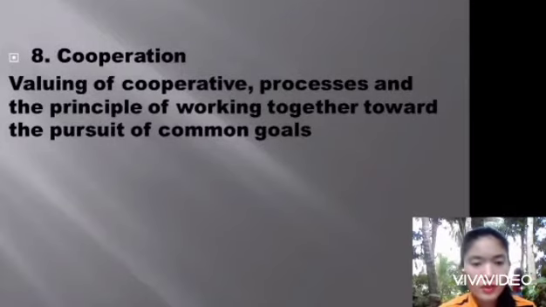Cooperation: valuing cooperative processes and the principle of working together toward the pursuit of common goals.